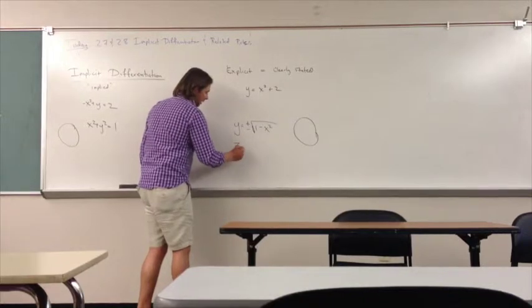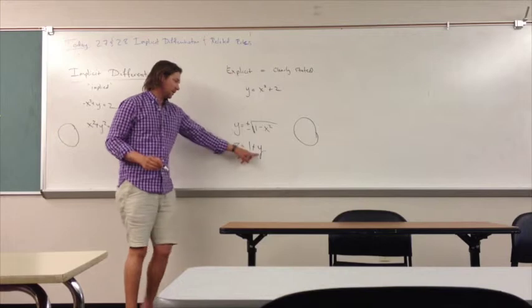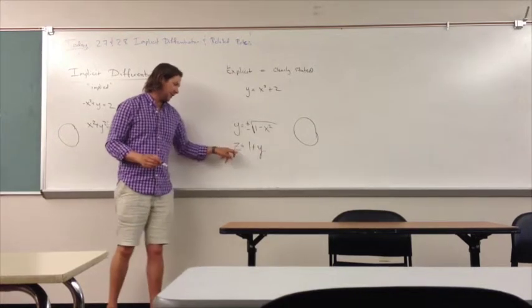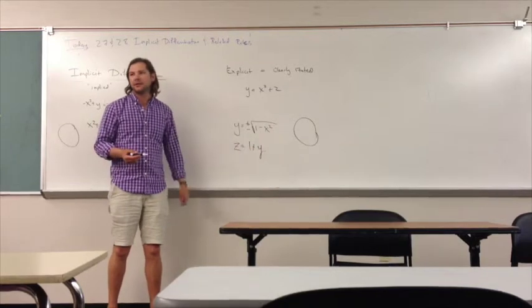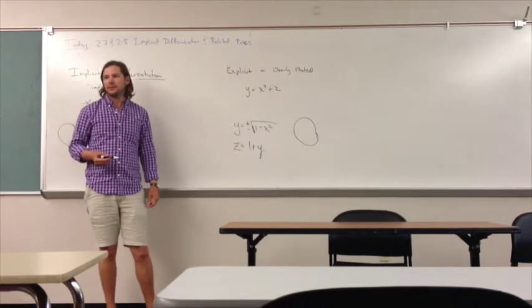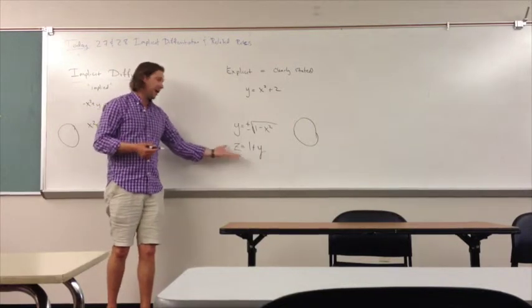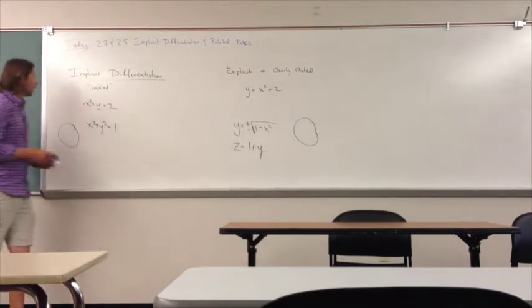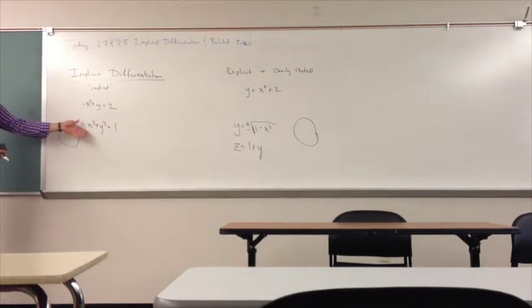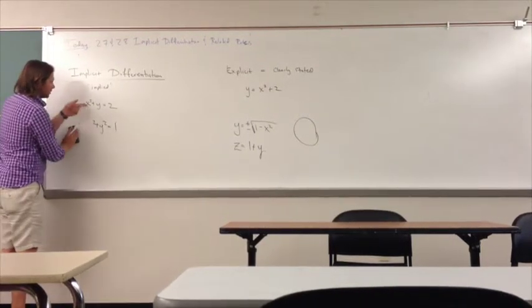But here, z as a function of y is also explicit, because this is the independent variable and that's the dependent one. The one you solve for is the one you're writing as the function. Does that make sense? So this is what we call an implicit function, and that's an explicit function. Now what we're going to learn how to do is differentiate functions like this and that.